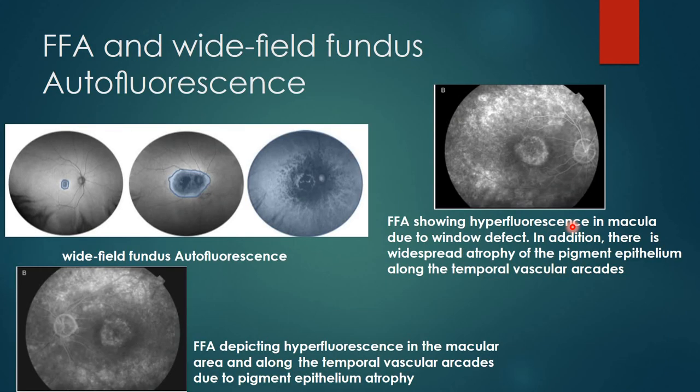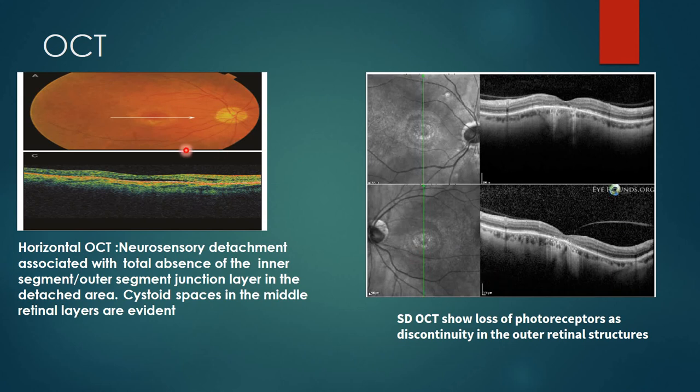Coming to FFA and fundus fluorescence, because there is a pigment atrophy, there will be a windowing effect. The patient will show a window effect here because there will be hyperfluorescence. And then coming to OCT, there will be detachments because of a space, and then there will be a loss of photoreceptors noted.